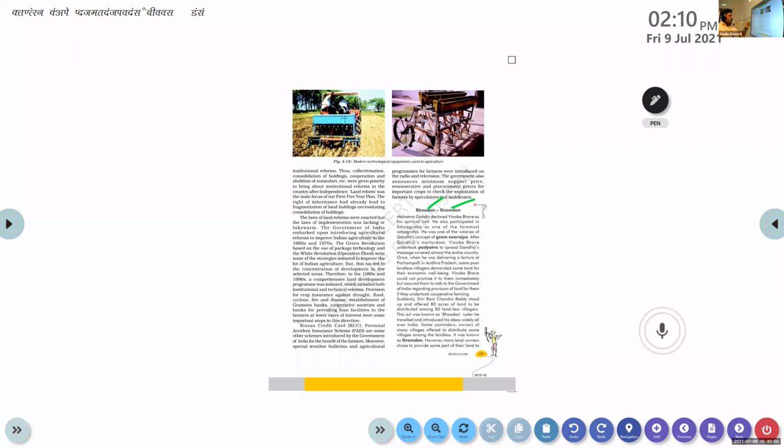Some names are connected with this particular revolution, the Bhoodan or Gramdan movement. One is Mahatma Gandhi. Next, Vinoba Bhave. The third name is Sri Ramachandra Reddy. Vinoba Bhave was a disciple of Mahatma Gandhi, a strong believer of the Gandhian principles, or Gandhism.